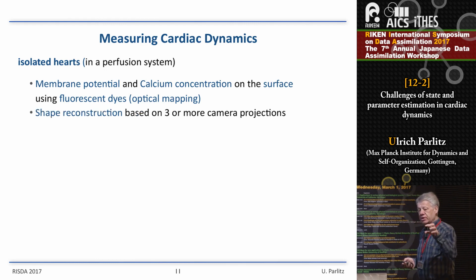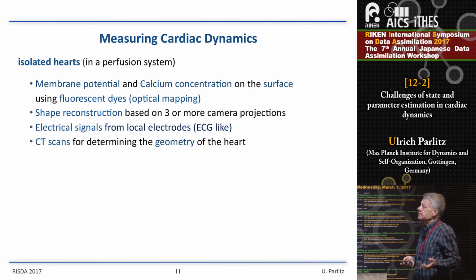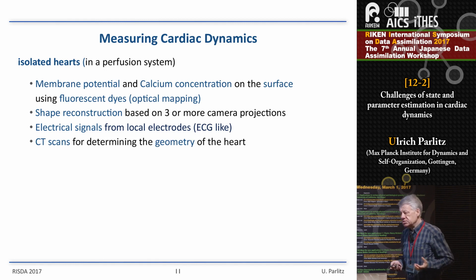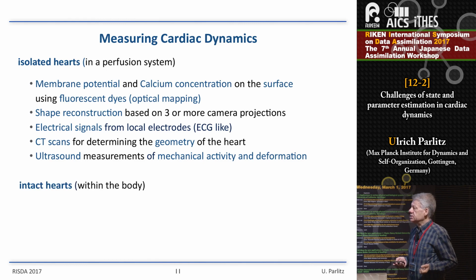You can also use several cameras, and then using different projections reconstruct the shape and the shape oscillations of the heart. And of course you could also put electrodes around the heart to measure the electric field, similar to an ECG. And finally you could use computer tomography scans to get detailed information about the geometry of the heart. And what we are currently doing, and which is quite promising, you could apply ultrasound measurements to get more information about the mechanical activity, the deformation, and the motion of the heart.